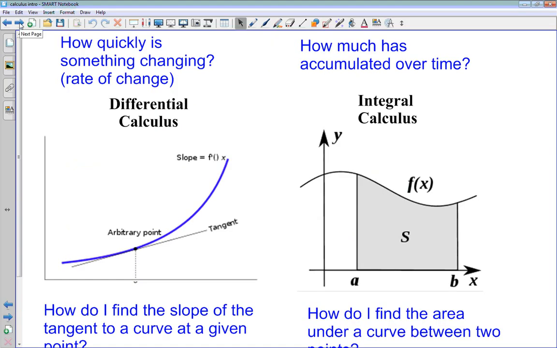These two branches are called differential calculus and integral calculus. Okay? If we're looking at rates of change, we're probably dealing with differential calculus. Okay? And if we're looking for the amount of stuff that has accumulated, we're probably looking at integral calculus. We only cover one branch. We'll do differential calculus in this course, and you won't see integral calculus until you get to university.